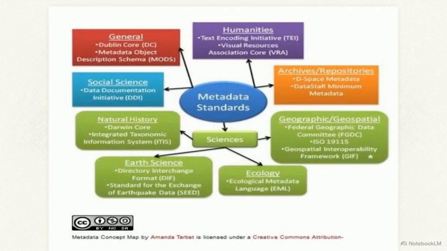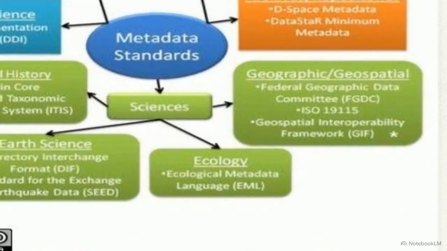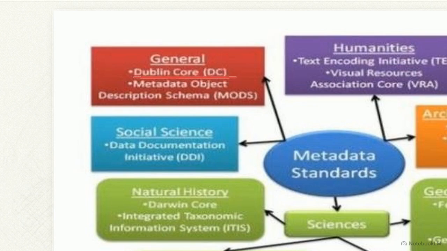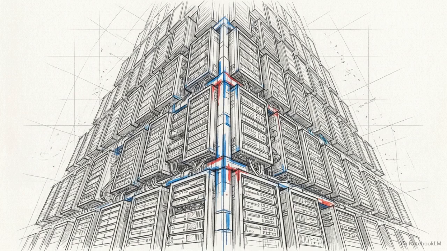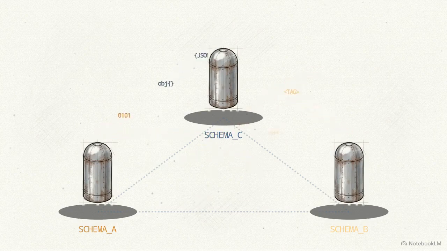This map shows the web of metadata standards across global repositories. Each cluster represents rules for specific fields. If an ecologist uses Ecological Metadata Language, the data is highly specific. A general repository using Dublin Core cannot parse it. This creates what we can call the Babel problem. As different domains invent highly specific acronyms and schemas, their databases become isolated data silos. They speak entirely different languages, rendering them unable to communicate over the network.